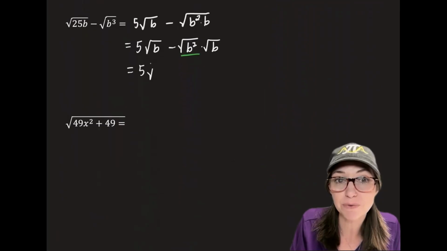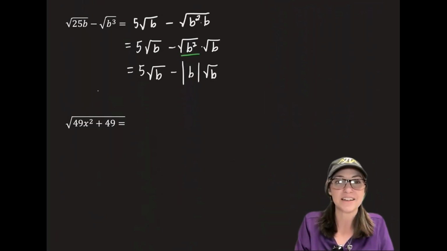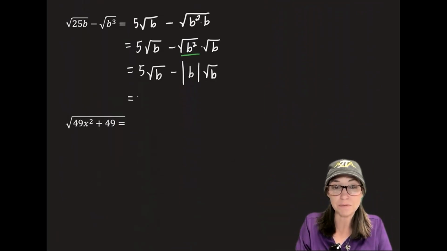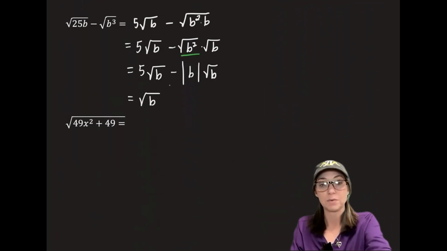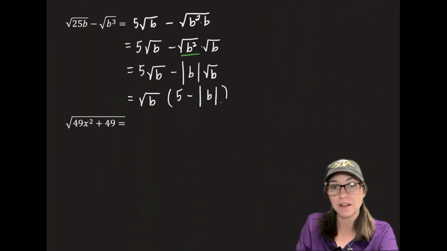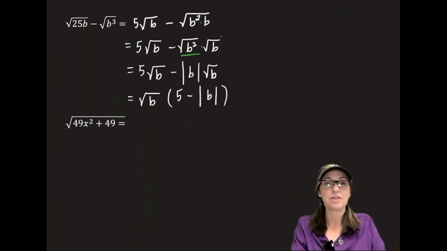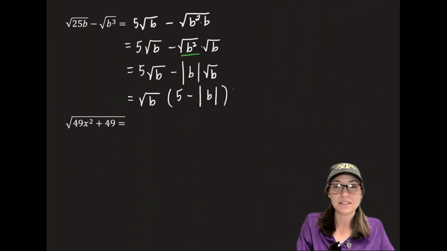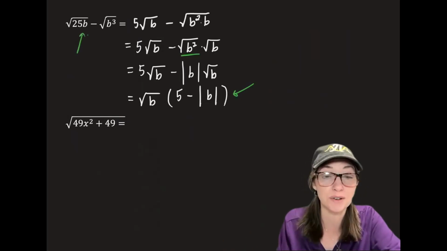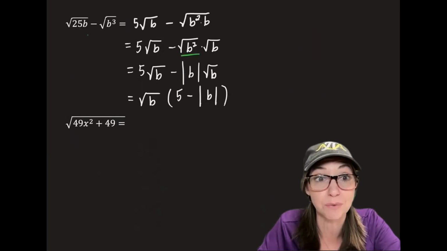So we have 5 times root b minus the absolute value of b times the square root of b. Well, let's just factor that square root of b out from both terms. I'll pull it out front, why not? So we get root b times 5 minus the absolute value of b. These are all different ways of writing the same thing. As far as which one's most simplified, you could argue that this is most simplified, or maybe even that the original problem is more simplified. Depends on what you're doing, right? But we're just manipulating these expressions and practicing using the rules.